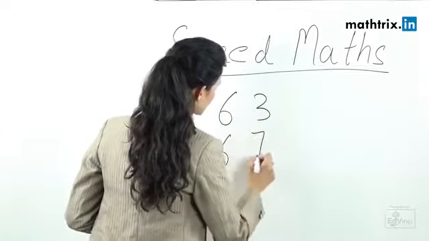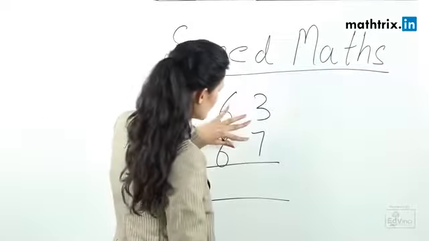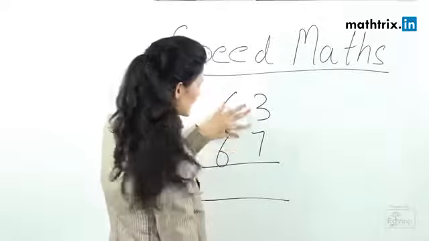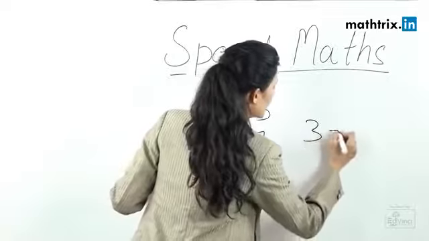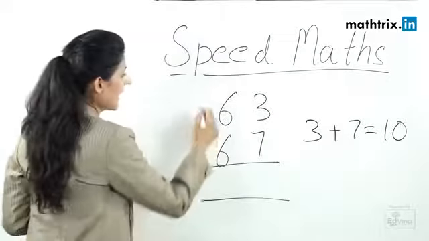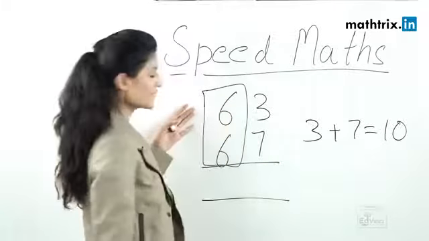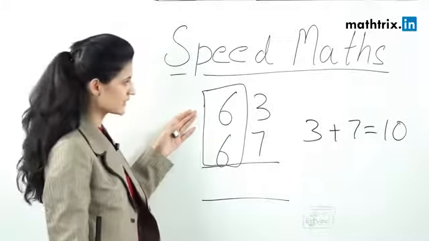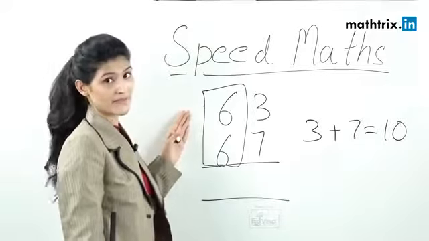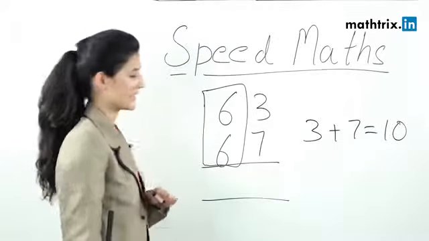63 and 67. So in partially complementary numbers, when you add the unit digits, like 3 and 7, it should give you a sum of 10. Okay? And the rest of the number, the remaining number, should be equal. So these are the partially complementary numbers. So now when it comes to multiplication, I'll tell you how to multiply these partially complementary numbers.